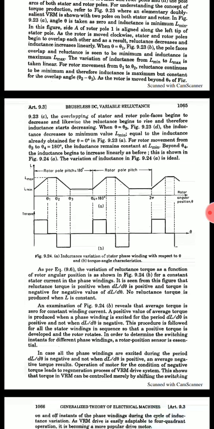Here I want to tell you one more thing, that average torque is 0 for constant winding current. To obtain only a positive value of average torque, the phase winding is excited only for the period when dL by d theta is positive and not when dL by d theta is negative. It means that only when dL by d theta is positive do we supply current in the stator winding. When dL by d theta is negative, we don't provide current in the stator winding. In this way, we will get only positive torque and therefore the rotor will rotate.